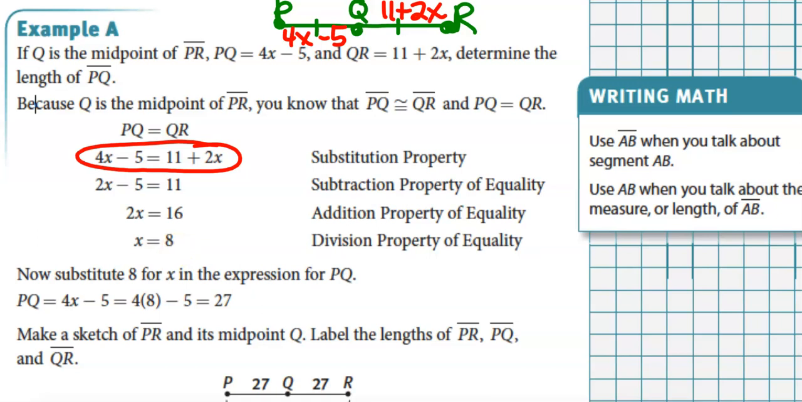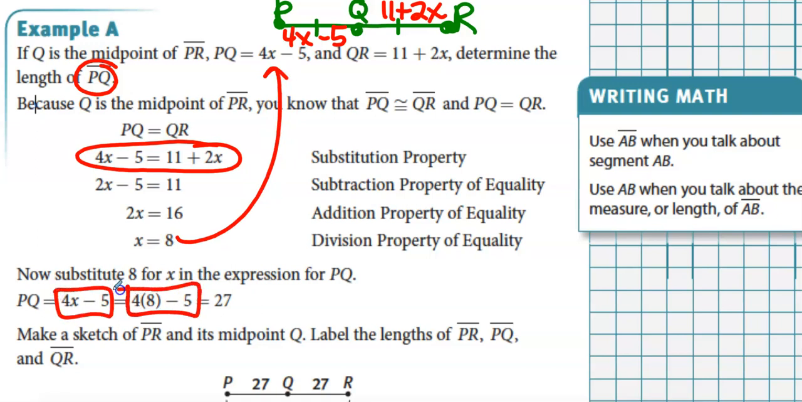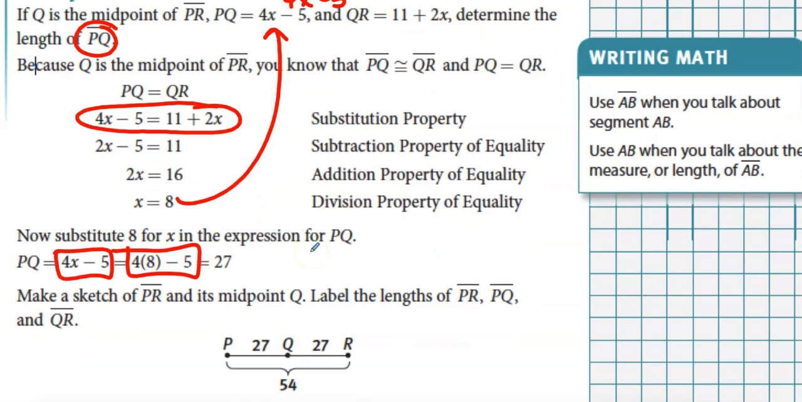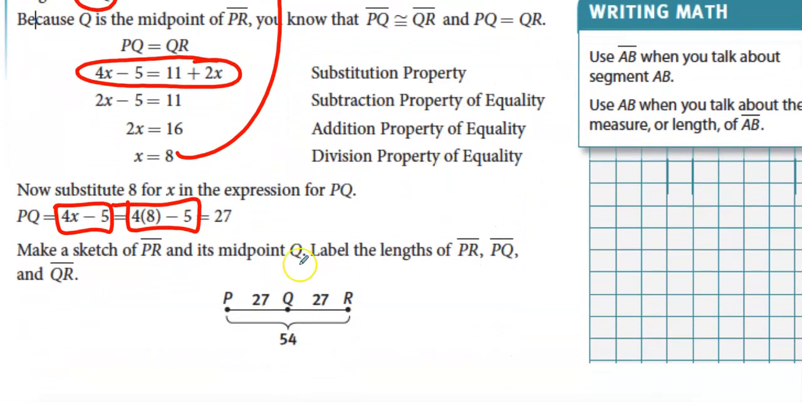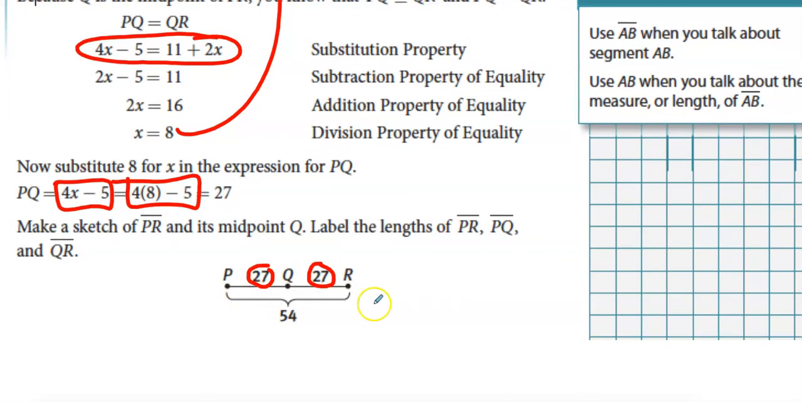So ultimately, I need to find what PQ is. So I'm going to have to substitute 8 into the equation of PQ. And that's what they did down here. 4x minus 5 became 4 parentheses 8 minus 5 to get our final number of 27. So if you have two equations and you know it's a midpoint, you can go ahead and set them equal. You can solve for x, and we can substitute in. So what they did was they plugged in, well, hey, I know this is 27. I know my other part has to be 27 because it's a midpoint, and then I can actually find the whole entire thing by adding the two together.